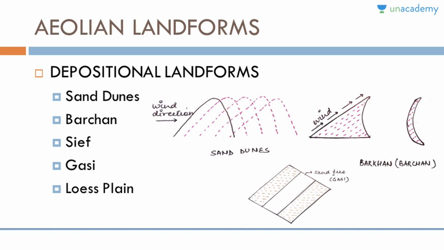The depositional landforms of wind and arid zone contain sand dunes, which is a hill of loose sand built primarily by wind, where the shape of sand dune is crescent shape. It is found in desert and is known as Barchan. Seif are small sized dunes. Gasi is a depositional structure which exists in between sand dunes, and it is a sand free zone where no sand dune structure is formed. Loess plain is formed when sand gets accumulated in any plain through wind. It was first seen in southern France.